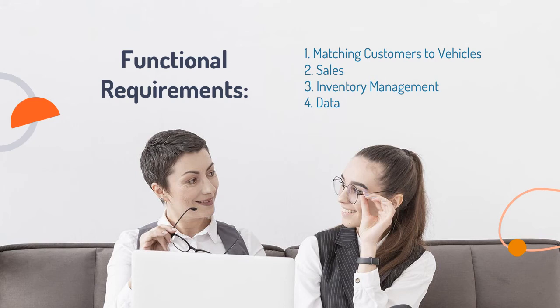Hi everyone, this is Matthew, and the last item we are going to cover is the functional requirements. These requirements contain actions the system must perform and information the system must contain. We've mapped these requirements to our business functions, dividing them into 4 sections. 1. Matching customers to vehicles. 2. Sales. 3. Inventory management. And finally 4. Data.